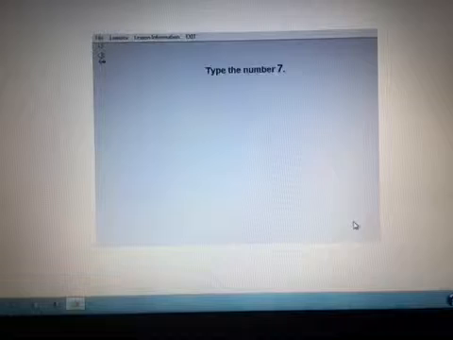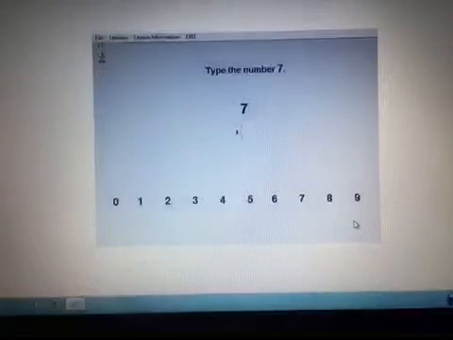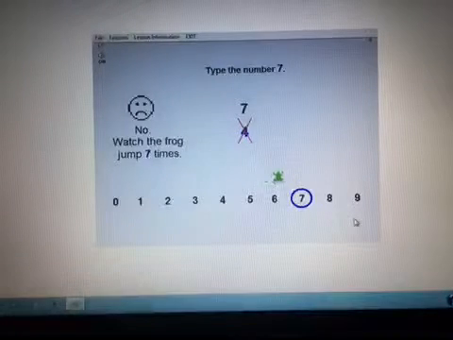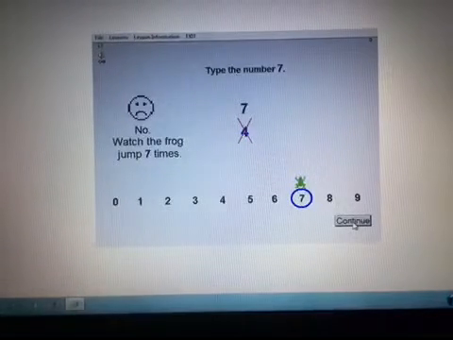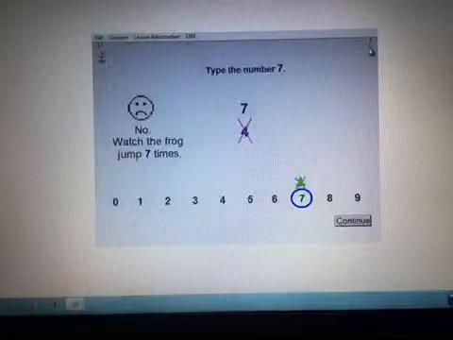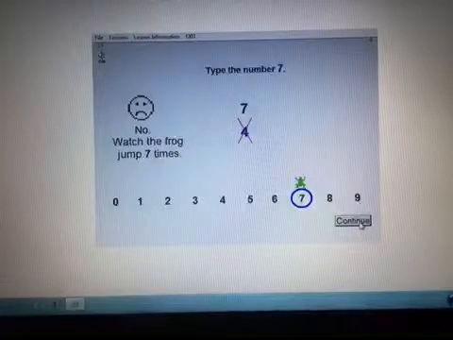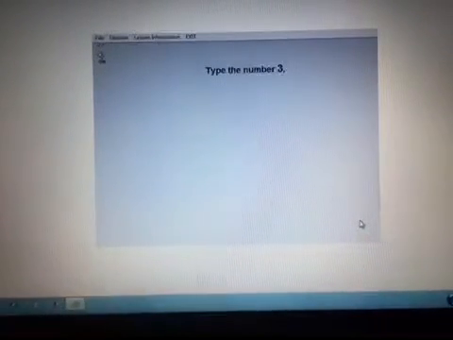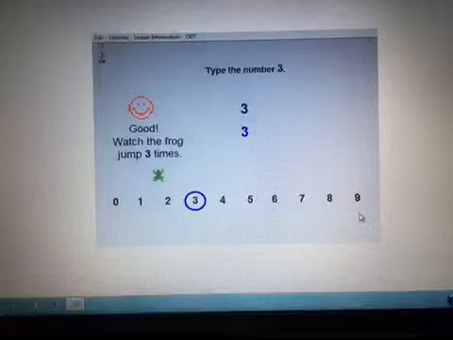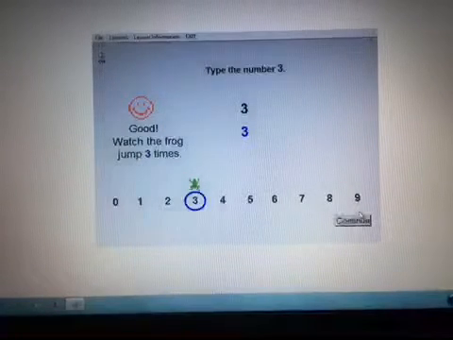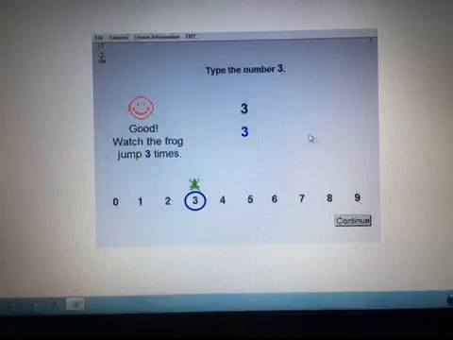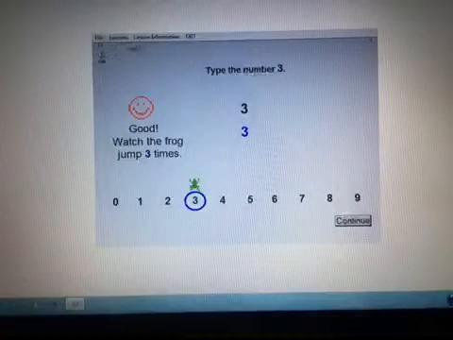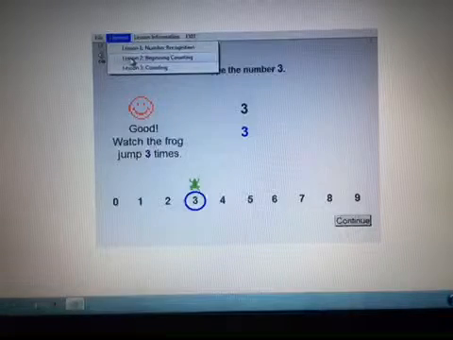Type the number 7. No, watch the frog jump 7 times. We have our tally back to 0 because we made a mistake. Type the number 3. Good. Watch the frog jump 3 times. So I think we understand how this lesson is approached. Let's now go to lesson 2.